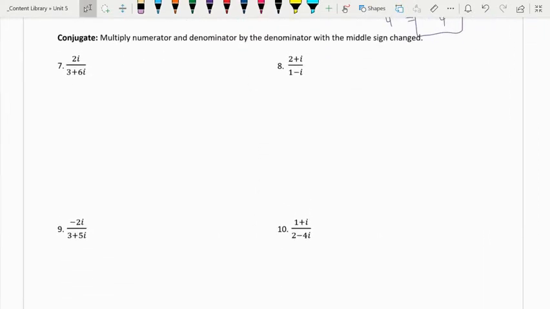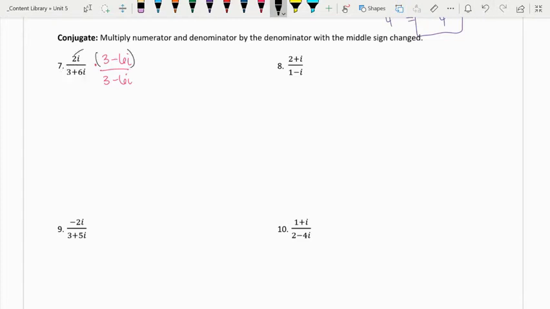Now let's talk about the conjugate. We're multiplying the numerator and denominator by the denominator with the middle sign changed. So what I'm saying with this, if you look at number 7, we can't multiply by just i anymore because there's a plus in there. So whenever there's an actual complex number in the denominator instead of a pure imaginary with just i, you have to multiply by the conjugate, which would be 3 minus 6i this time.